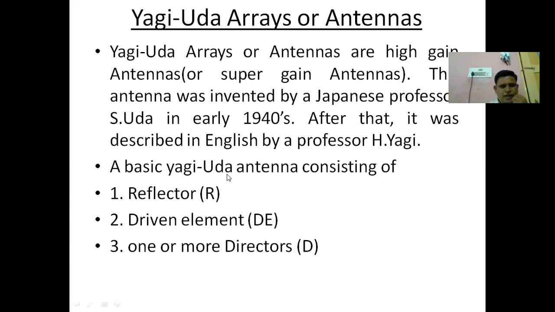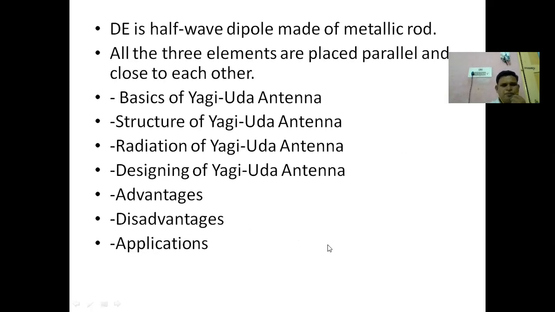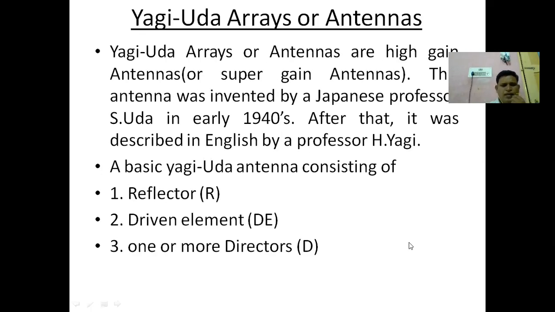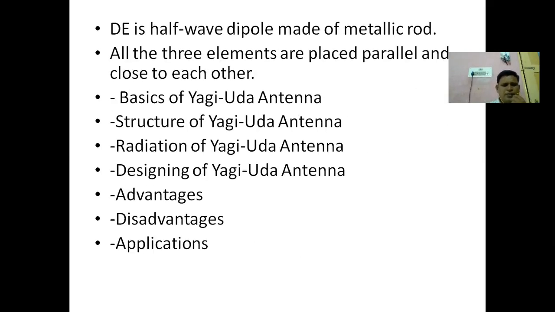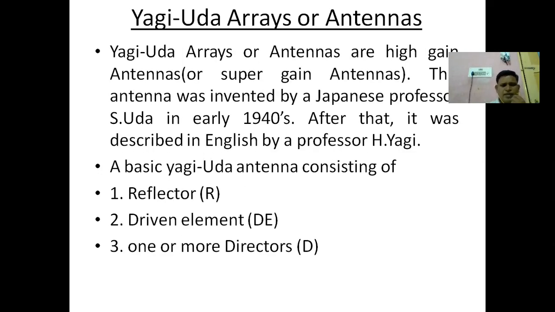Okay, this Yagi-Uda antenna mainly consists of three elements. One is the reflector. One driving element is there, and one or more directors are there. We'll discuss what this reflector is, what this driving element is, and what these directors are, one by one. First, the driving element, or driven element. You can say that it is the element that is like an antenna.